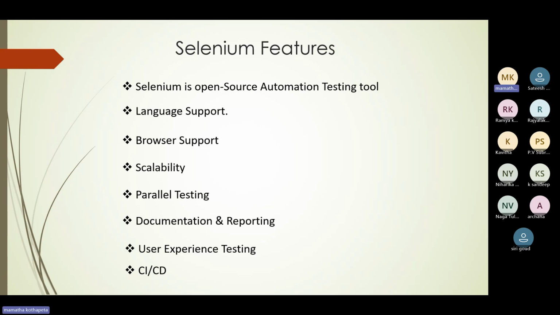What is the first feature? It is open source. And we saw where we can download it. Very simple. Now, what is language support? Why is Selenium so popular? Because of these particular features only, Selenium is more popular. Now, what do you mean by language support?